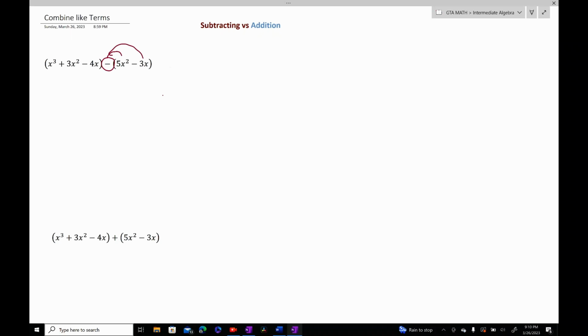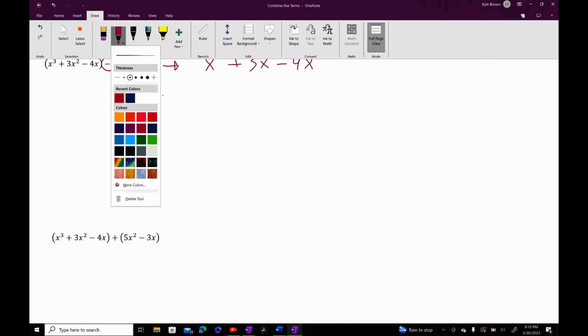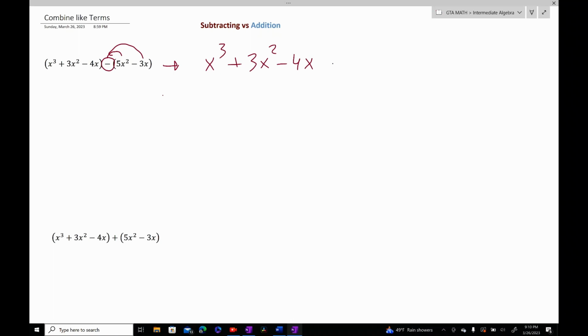So I'm going to rewrite it just so you can see what that looks like. When we rewrite this, we have x cubed plus 3x squared minus 4x. And then everything that's behind that negative sign in front of the parentheses is going to be in blue. So we're going to have negative 5x squared plus 3x, because a negative times a negative is positive, and a negative times a positive is negative. So that's what we got.